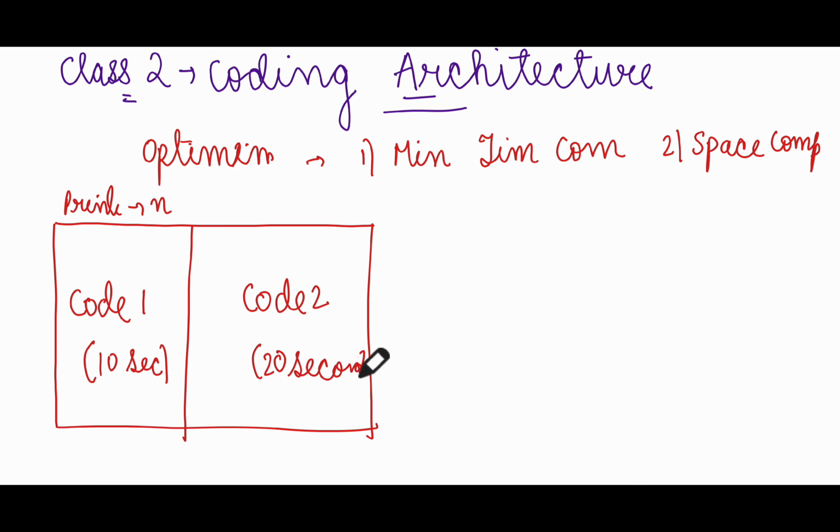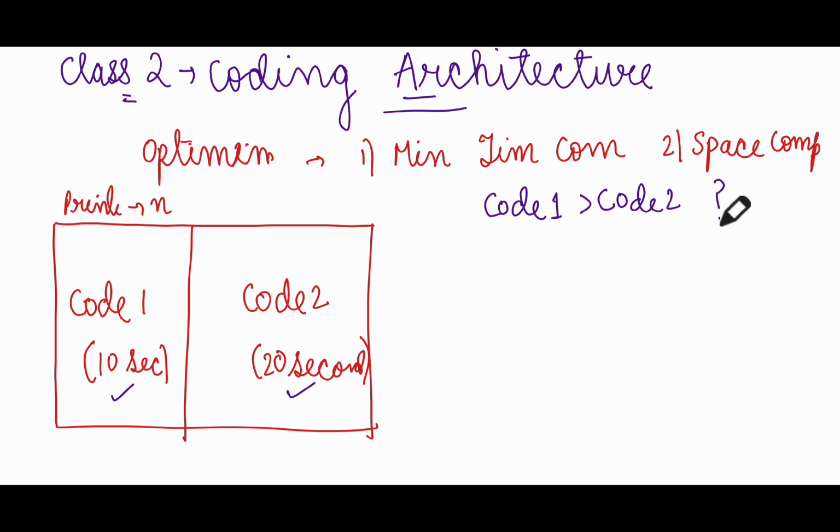So just based on this observation, can you say that code 1 is better than code 2? What do you think about this? Just pause this video and think about it a little: code 1 is taking 10 seconds, code 2 is taking 20 seconds to run. Can we say that code 1 is better than code 2? Just pause this video, I'm saying again, and think about this, and then listen to my explanation.